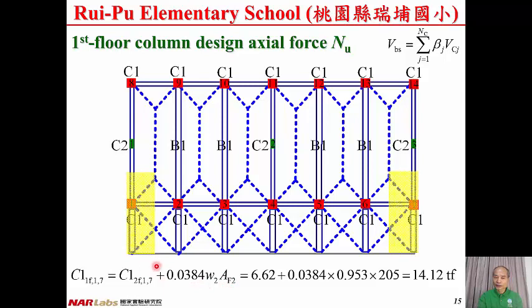And you have to keep in mind that the actual load on the second floor is accumulated to the first floor. Therefore, C1 1F 17 is equal to C1 2F, the second floor, 17 plus 0.0384 small w2 times AF2, equal to 14.12 ton-force.